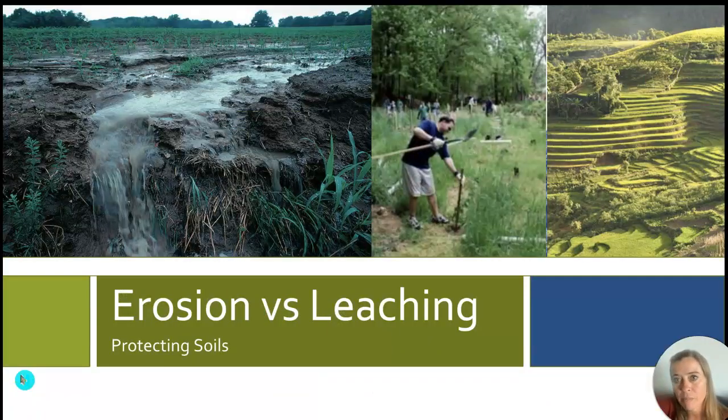Something that sometimes trips up my students is the difference between erosion and leaching. So remember this right here, this demonstrates erosion of soil, the physical movement of soil and mineral particles, okay? Whereas leaching is the movement of chemical nutrients and chemical particles from the soil.